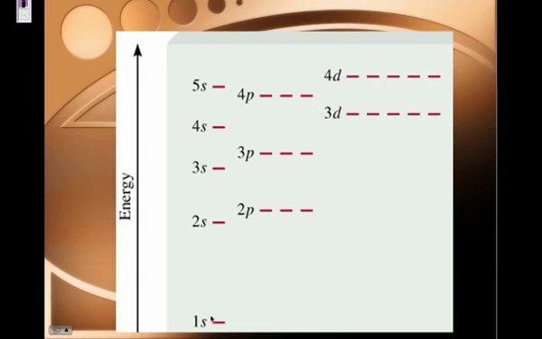So according to this diagram, we'll fill 1s, then 2s, then 2p, then 3s, then 3p, then 4s, then 3d, then 4p, then 5s, then 4d. That's going to be actually the order that we fill. It's just showing us how their energy levels actually relate to each other.